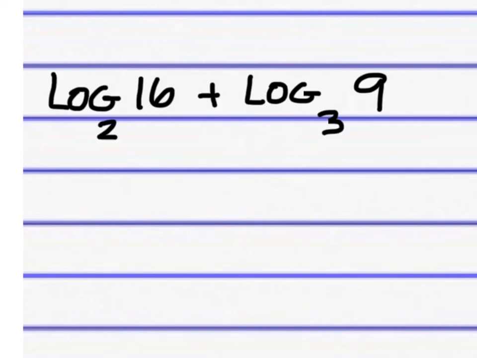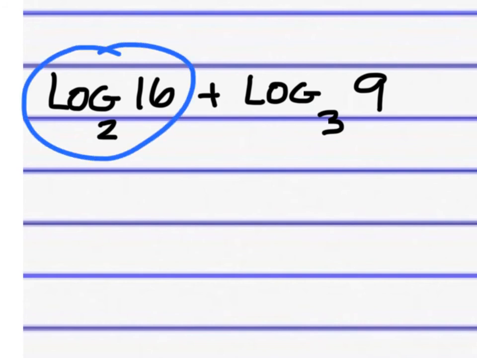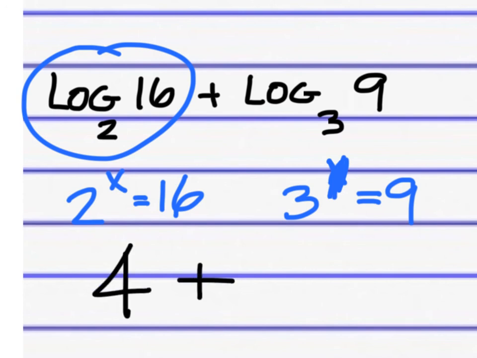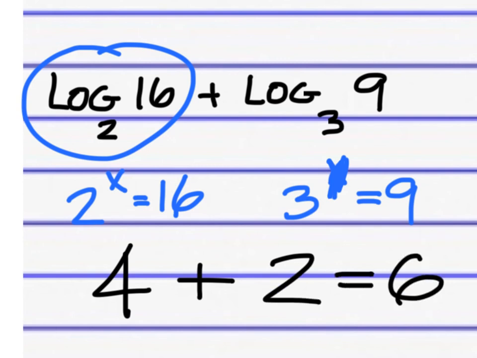If you see log base 2 of 16 plus log base 3 of 9, it can be simplified down in most cases to a very simple addition problem. On the first part, 2 to some power is 16. And then 3 to some power, not necessarily x, we'll just make it y to keep it different, equals 9. Well, what power of 2 is going to give me 16? 4. And what power of 3 is going to give me 9? 2. 4 plus 2 is 6. So 6 is the answer to that expression.